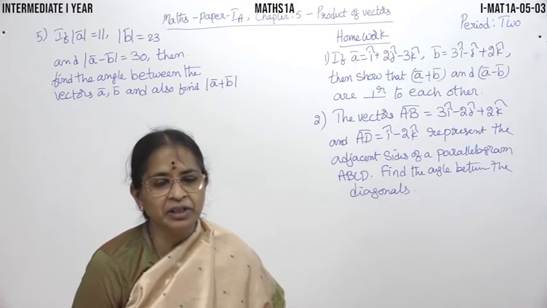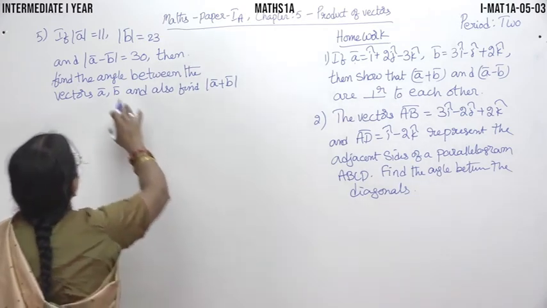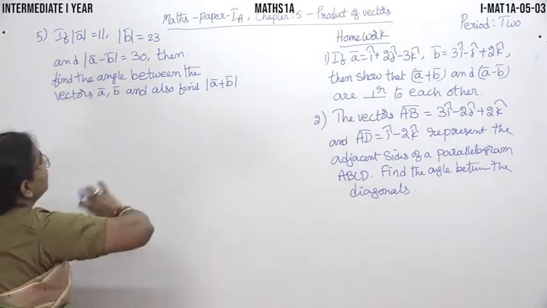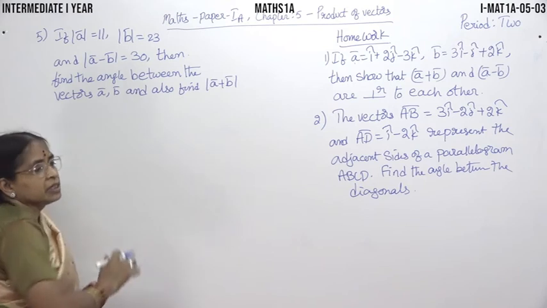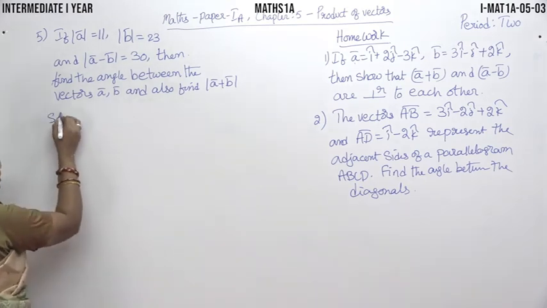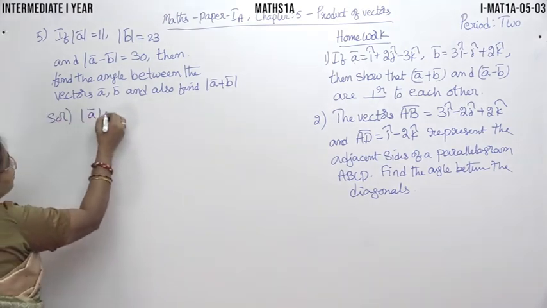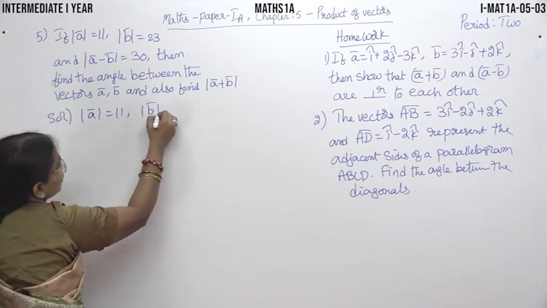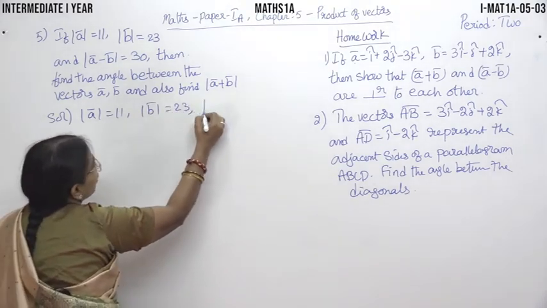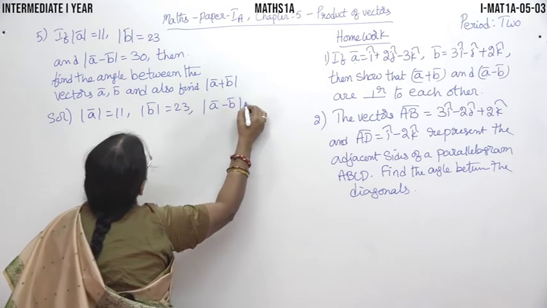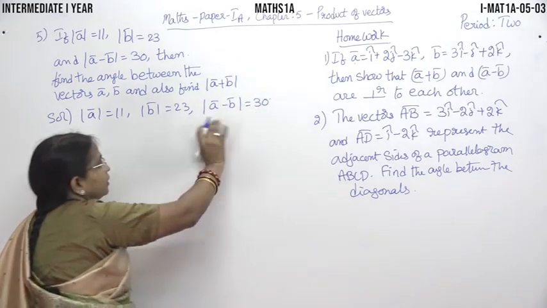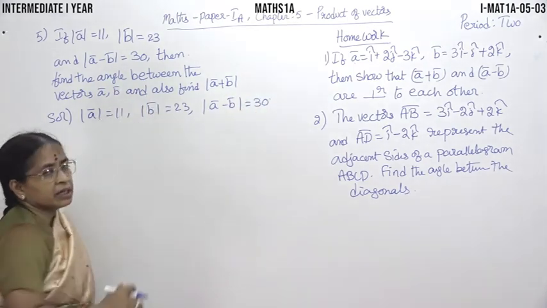Now we'll continue with the problems. Now the next problem: mod a and mod b are given, and you are also given mod a minus b as 30. So mod a is equal to 11, mod b is equal to 23, and mod of a minus b is equal to 30. We find the angle between the vectors a and b.